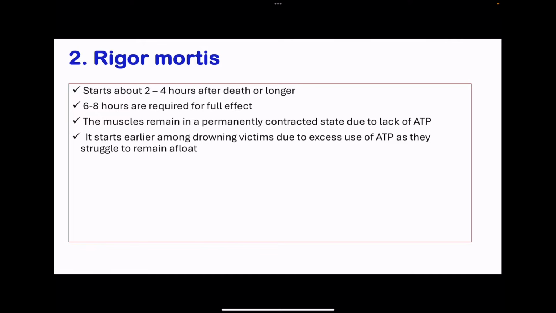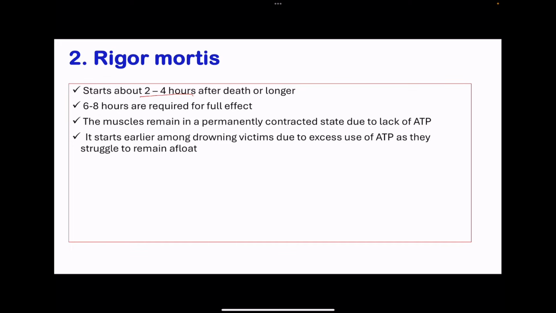The next method used is rigor mortis, and this is about the degree or level of muscle contraction of the dead organism. This is going to vary depending on the time after death. Usually rigor mortis begins between 2 to 4 hours after death or longer. About 6 to 8 hours, it's going to take full effect. During rigor mortis, the muscles are in a state of permanent contraction, and that is because there is no ATP, which is required for muscle relaxation.